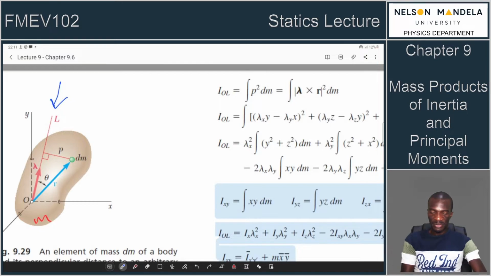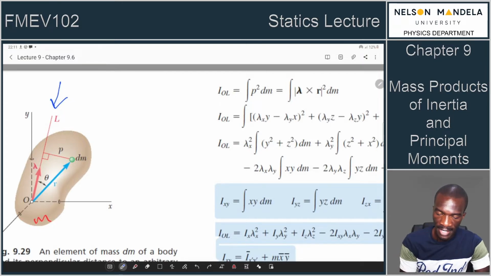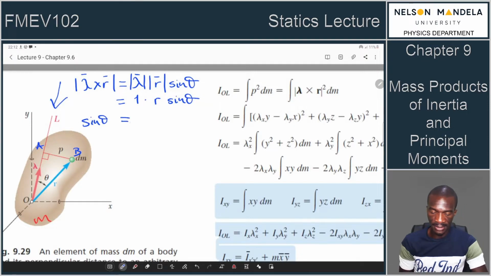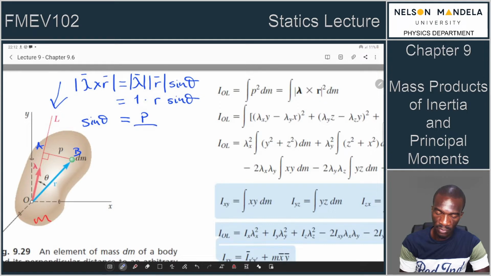Lambda is our directional vector, but we can tell from this setup that the vector product lambda cross r is equal to the magnitude of lambda multiplied by the magnitude of r, multiplied by sine theta, the angle between them. We know that the magnitude of a unit vector is 1, and then that would be just r sine theta. At the same time, if you look at the geometry of this triangle, let's name it OAB, it allows us to find the trig ratio of the sine of that angle theta being equal to the opposite side, p over r. So therefore, our p becomes equal to r sine theta.